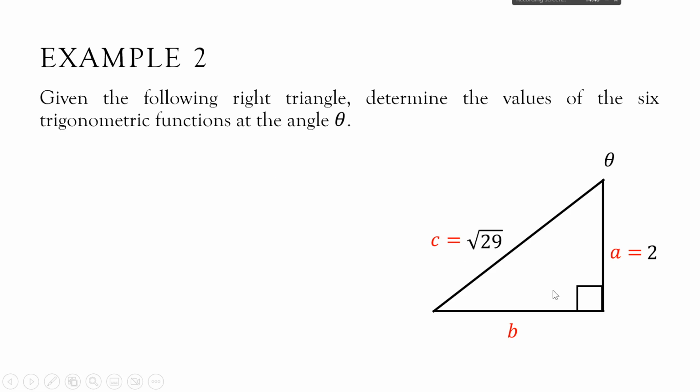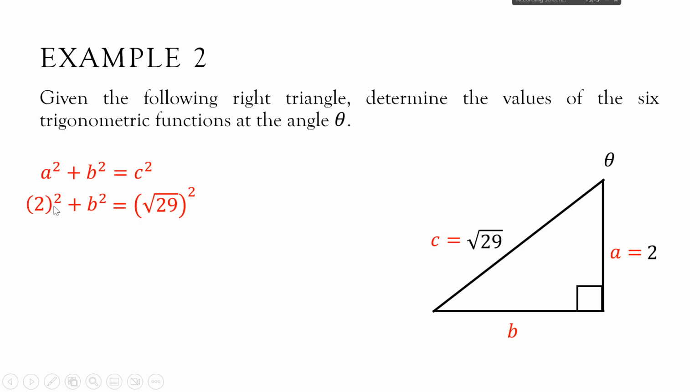Alright, so since I have a right triangle, I know I can use the Pythagorean theorem. A squared plus B squared is equal to C squared. Well, A is equal to 2 based on how I labeled it. So I have 2 squared. I don't know what B is, and that's what I'm trying to figure out. And C is the square root of 29. And remember that we're squaring each one of these. My goal is to figure out what B is. So I should probably clean this up a little bit.